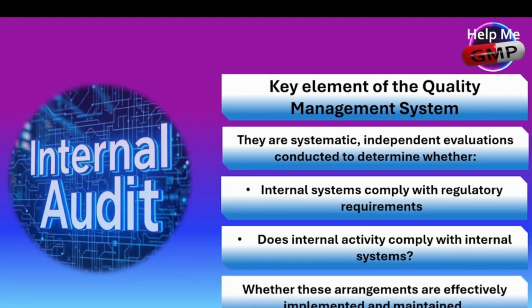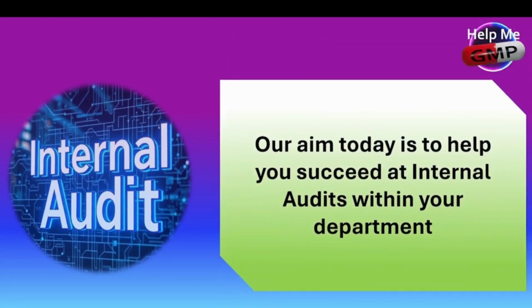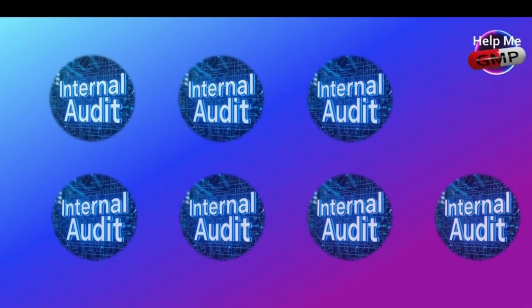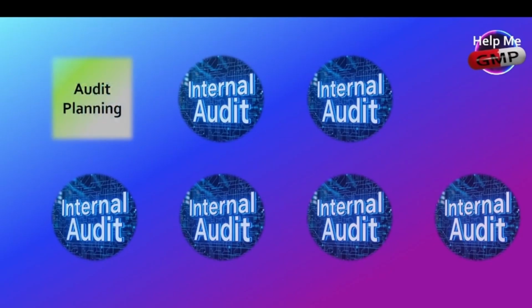In the video today, we will share with you in detail what the key elements of an internal audit are to help you implement this within your own facility to ensure regulatory success. Let's break down the key elements of internal audits. First, audit planning. The audit process begins with planning, where the scope, standards against which the audit will be performed, and audit objectives are defined.